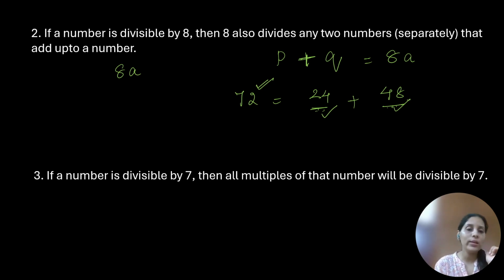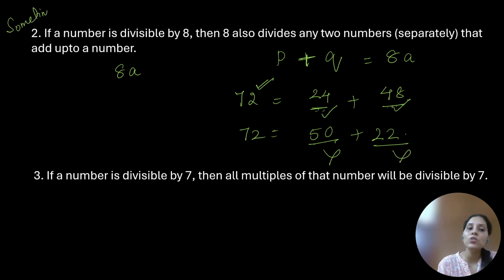It is true. But okay, what if I write 72 as 50 plus 22? Is this a multiple of 8? No. Is this a multiple of 8? No. So this statement is sometimes true. It is not true always. We saw that when you take a number that is divisible by 8, it can be divided into two parts, which when added gives you that number. Now, these two numbers might or might not be divisible by 8. So that is why it is true or false. Sometimes true, sometimes false. So the answer is sometimes.